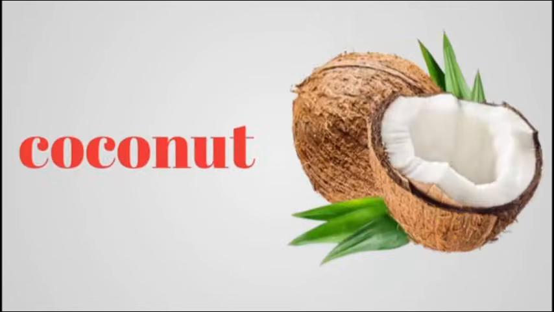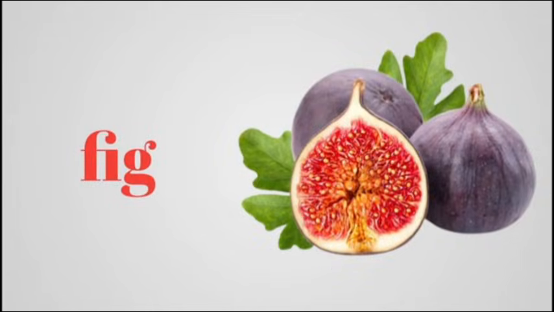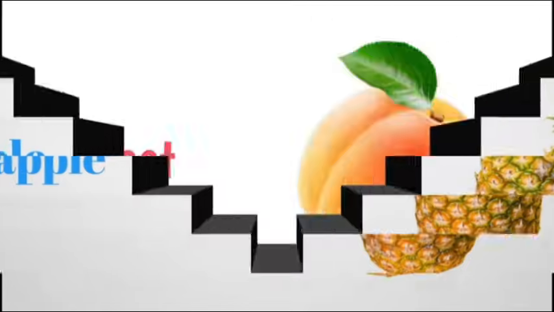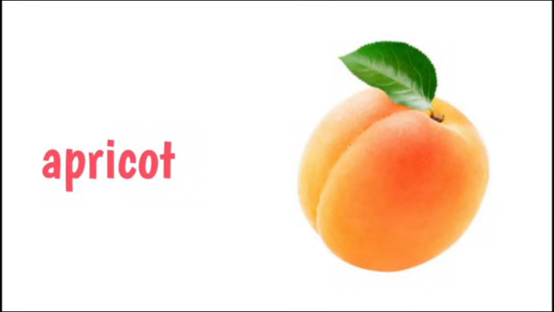This is a coconut. Coconut is start from C. This is a fig. Fig is start from F. This is a pineapple. Pineapple is start from P. This is an apricot. Apricot is start from A.